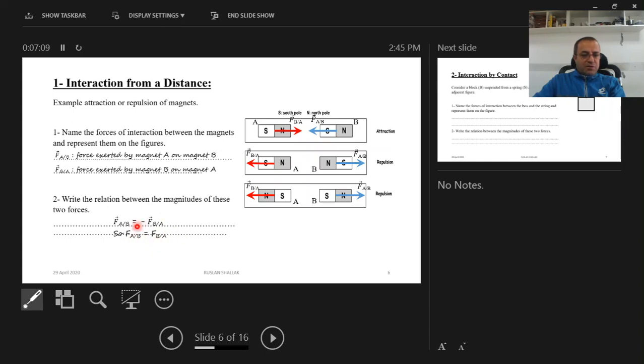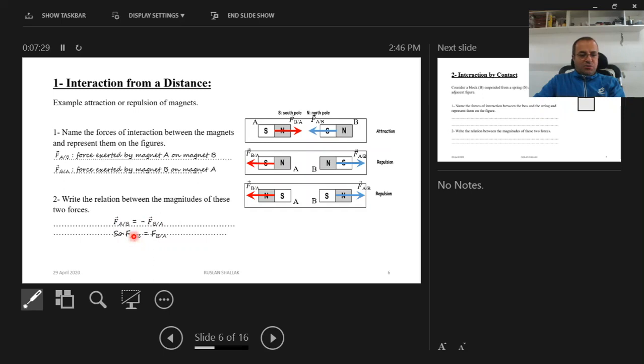In magnitude, they are equal, but in vectors, they are opposite. Remember this: in magnitude, they are equal. In vectors, they are opposite. In vectors, force F A on B is equal to minus force F B on A.